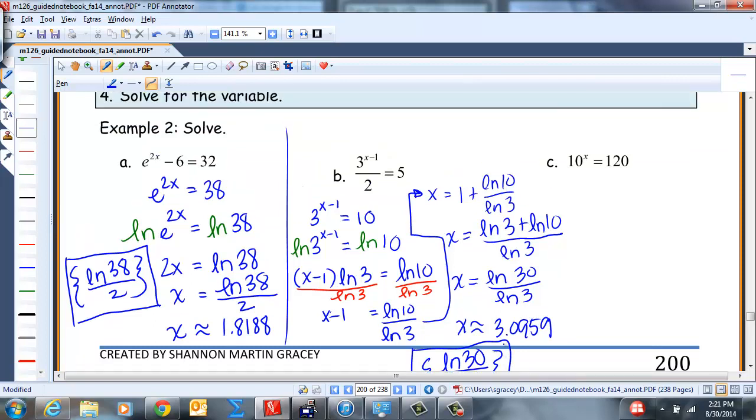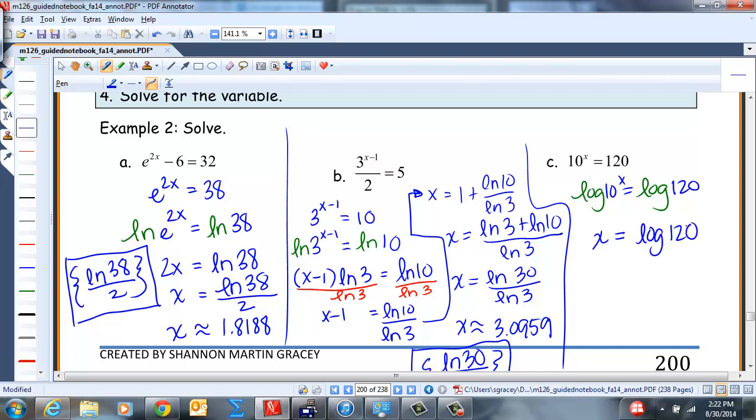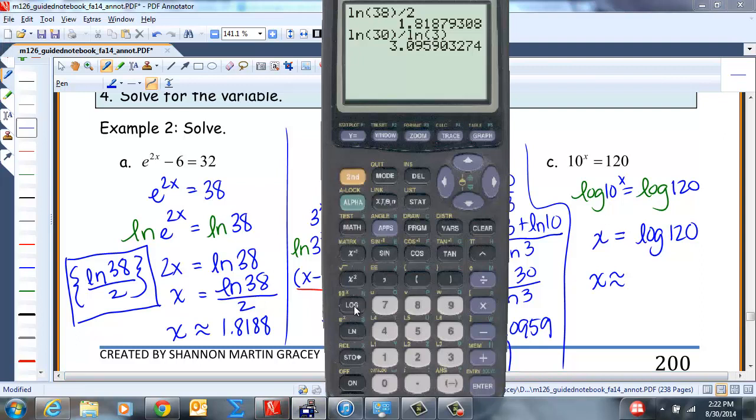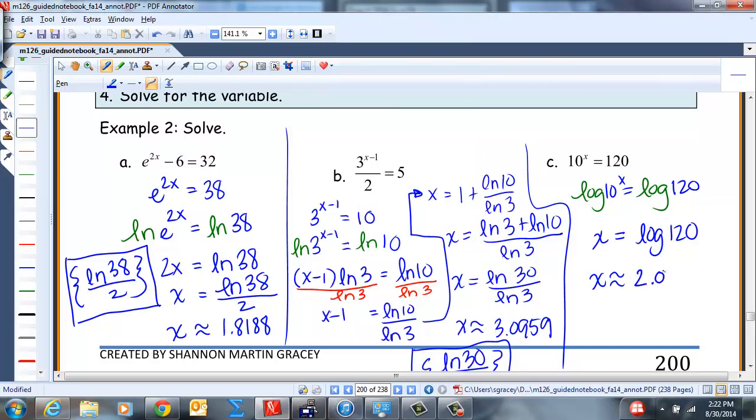All right, and then 10 to the x equals 120. So we would use the common log of both sides. So we'd have log of 10 to the x is equal to log of 120. We will just get x on the left side is log of 120. And our approximate result would be log of 120, 2.0792 it looks like.